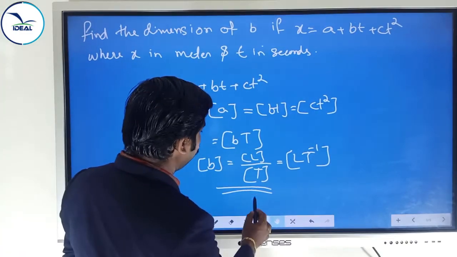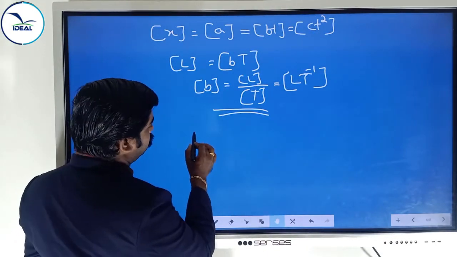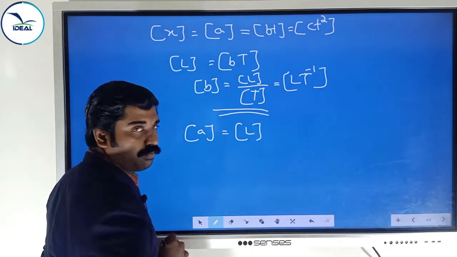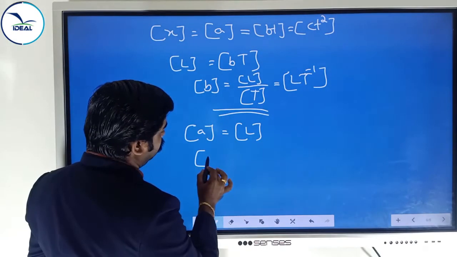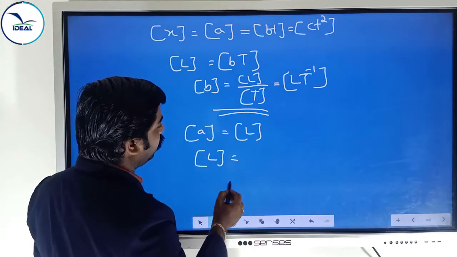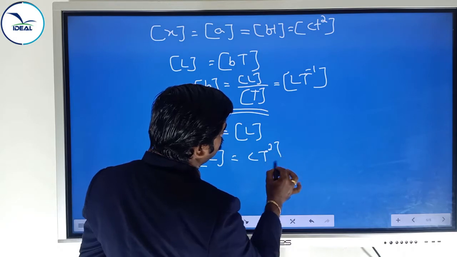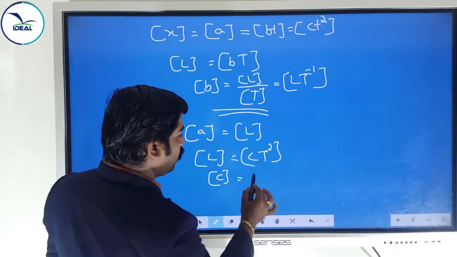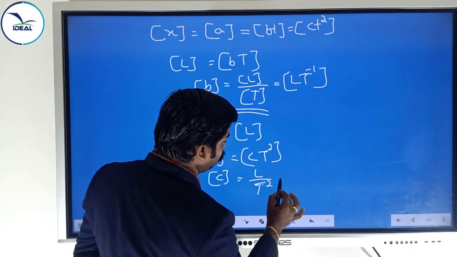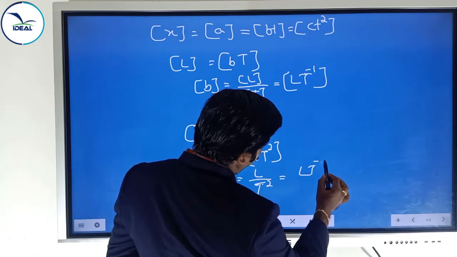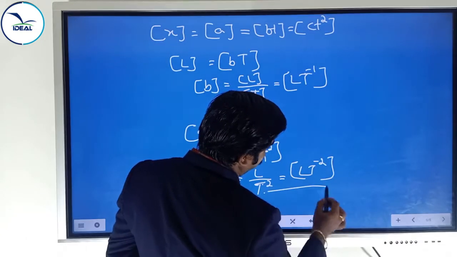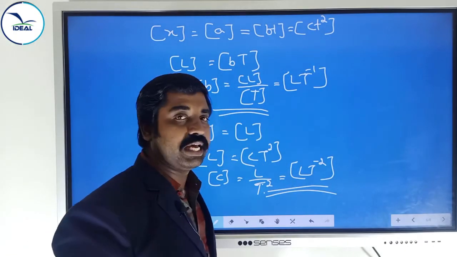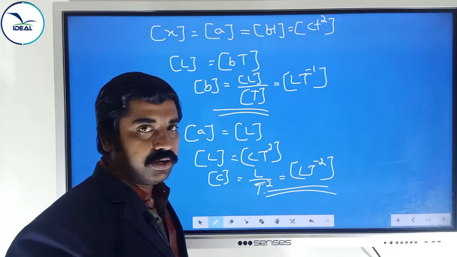In the same way we can find the value for A also. The dimension of A is equal to L itself. And in the case of C, L equal to, the dimension of x is L, L equal to C T raised to 2. So the dimension of C is equal to L by T square, which is equal to LT raised to minus 2. So the dimension of C must be equal to LT raised to minus 2. This type of question you can see in the examinations. Okay, clear?